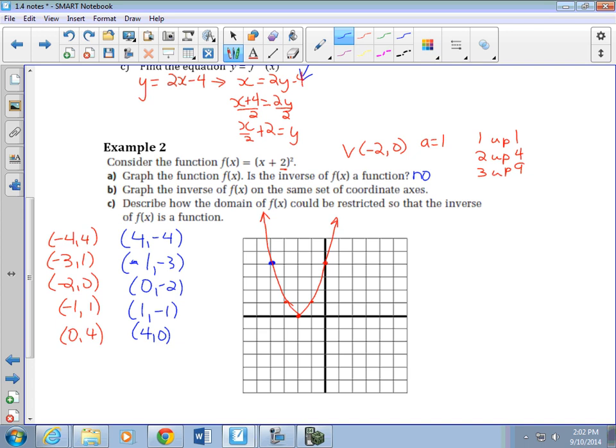Okay, so now let's graph this and see if we were right. So 4, negative 4. 1 and negative 3. 2 and 0, or negative 2, 0, negative 2, 1 and negative 1, and then 4 and 0. So that's the inverse. So I've taken and just sort of flipped it over.